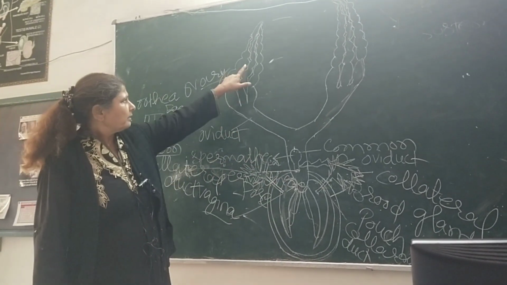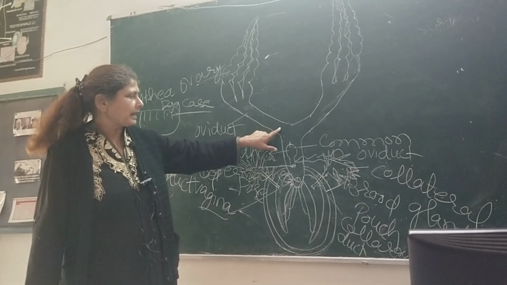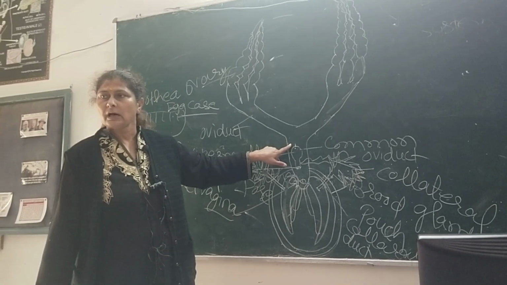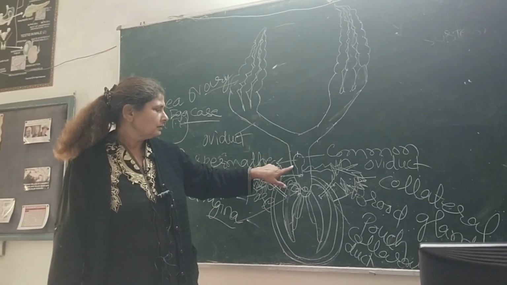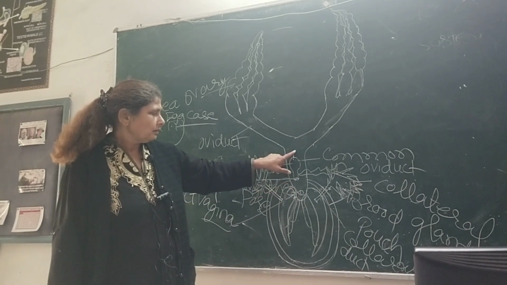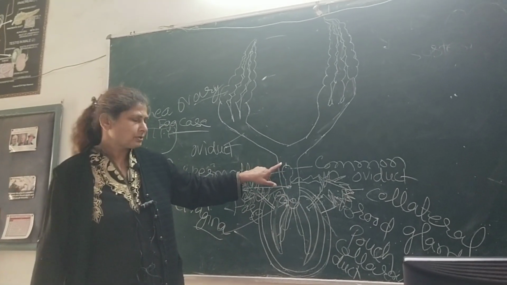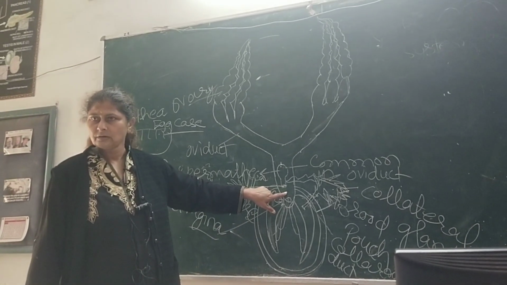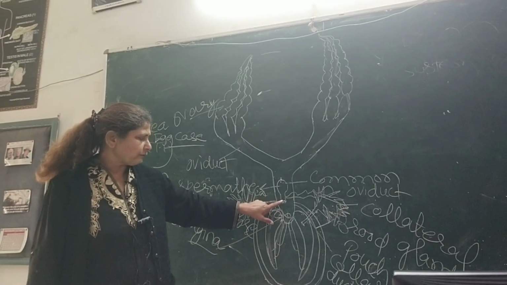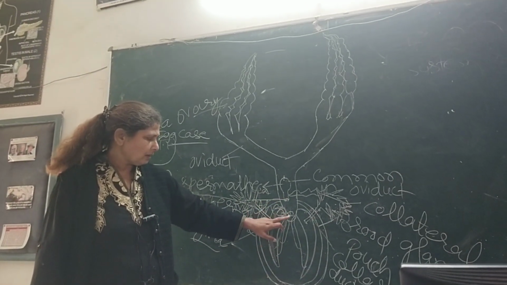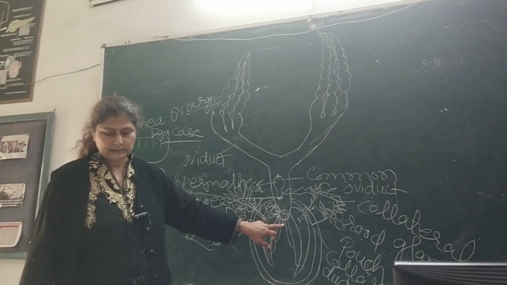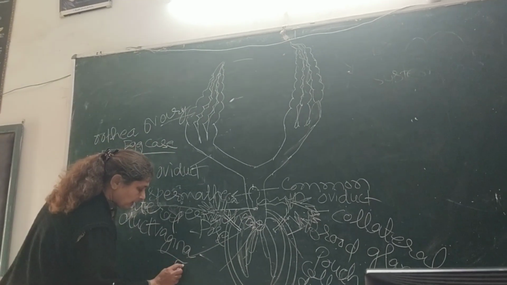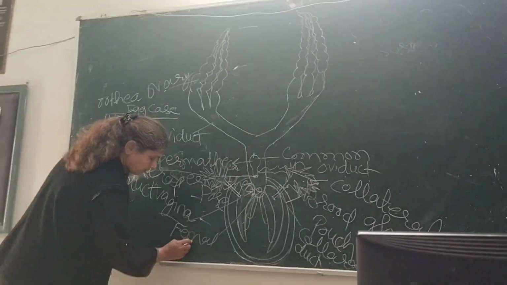Clear? Here eggs are formed, they are carried by the oviduct, where they open into this common oviduct. From this common oviduct, they are present in the vagina portion. Clear? When they are fertilized, they move downward through the female genital pore, which is present here. Female genital pore.